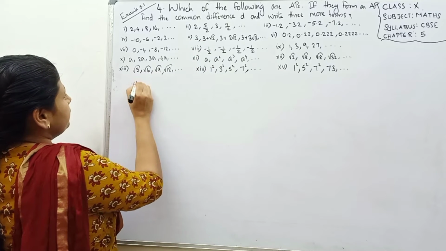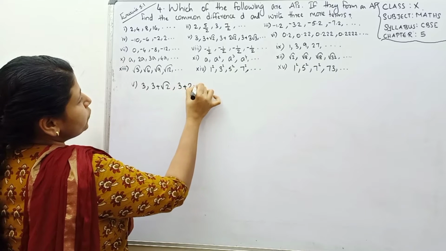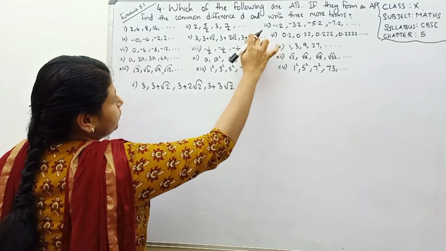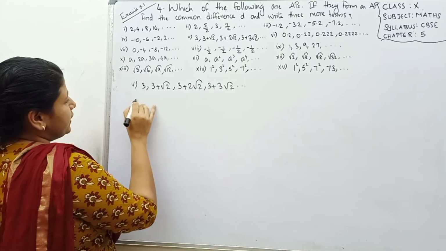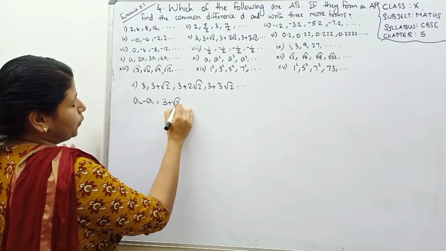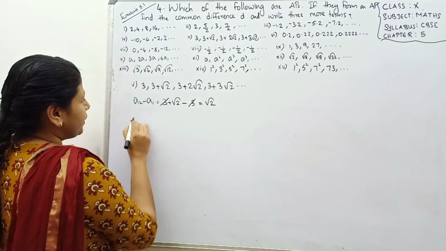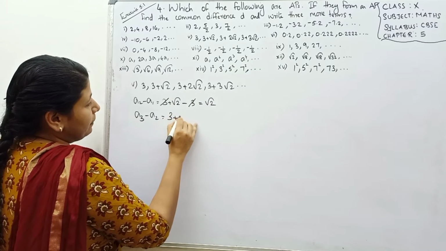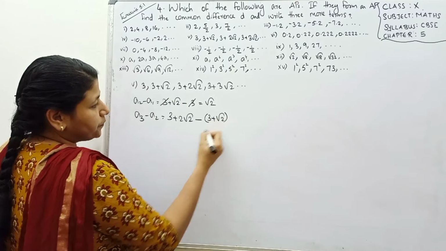Fifth question. 3 plus root 2, 3 plus 2 root 2, 3 plus 3 root 2, and so on. This is root 2. So first find out A2 minus A1. A2 is this one, 3 plus root 2 minus 3. This 3 and negative 3 get cancelled. Then you will get root 2. Now A3 minus A2. A3 is this one, 3 plus 2 root 2 minus this 3 plus root 2.